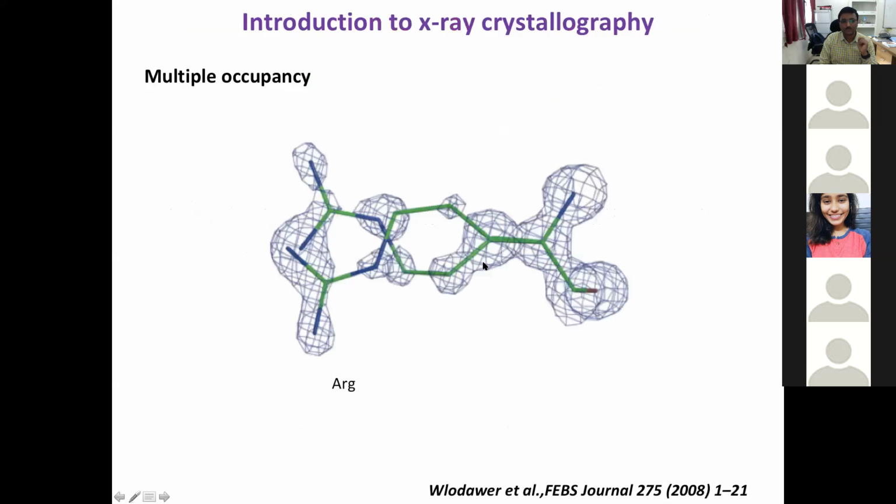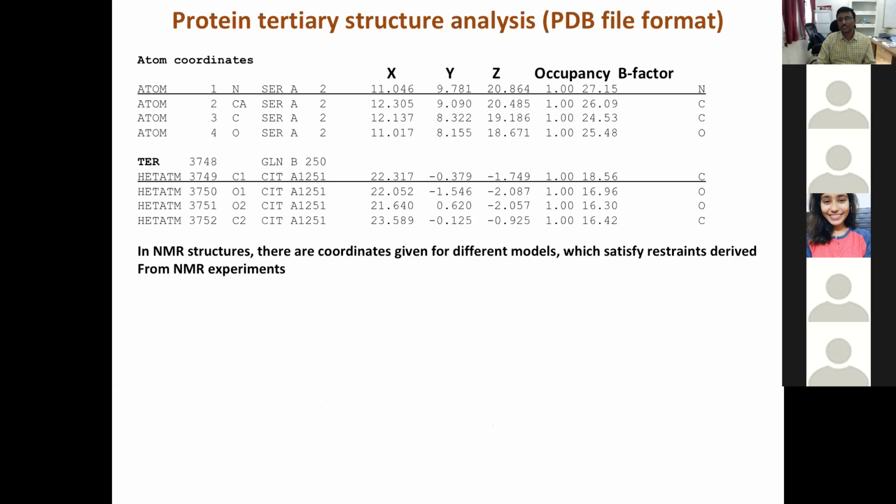I hope I have an example. There it is. This is an arginine side chain, and you can see there are 2 distinct conformations of the arginine side chain. What you are looking at are the 2 electron densities generated because of these positions. The mesh-like structure is essentially the electron density of these atoms. So you have 2 distinct electron densities, and they are 2 distinct conformations. Once you have such information, this is what is put into this factor called occupancy.